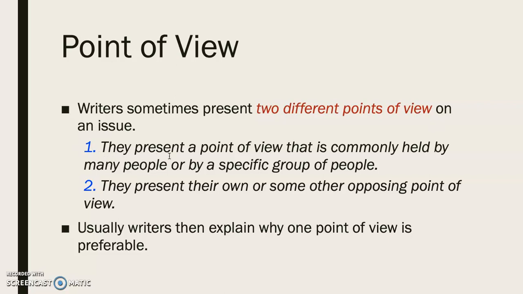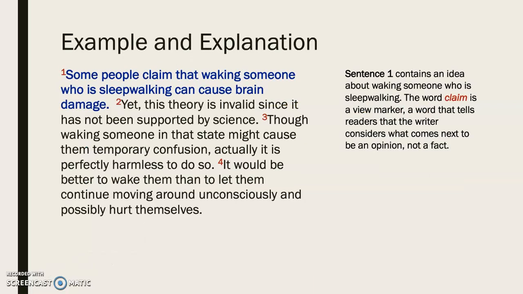First, they present a point of view that is commonly held by many people or by a specific group of people. Then they present their own or some other opposing point of view. Usually writers then explain why one point of view is preferable. Let's look at an example.